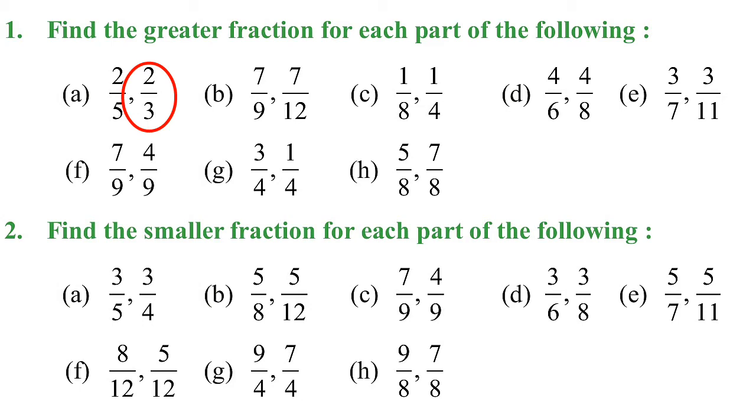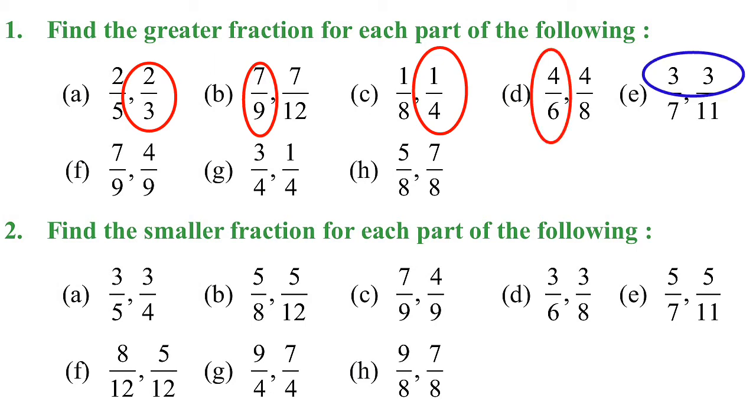So here B part is, here you can see 7 by 9 and 7 by 12. So here similarly numerators are same. So that's why smaller fraction is 7 by 12 and greater is 7 by 9. Similarly C part, so here numerators are same. That's why greater fraction is 1 by 4. D part, here numerators are same. So that's why smaller fraction is 4 by 8 and greater fraction is 4 by 6. Similarly E part, so here numerators are same, that's why greater fraction is 3 by 7.